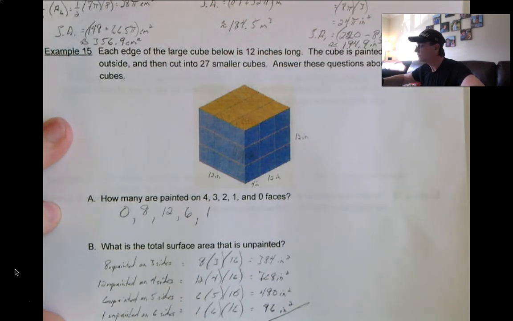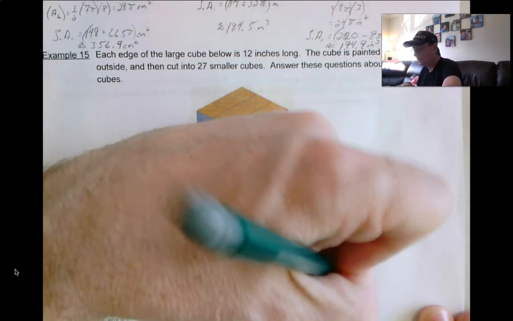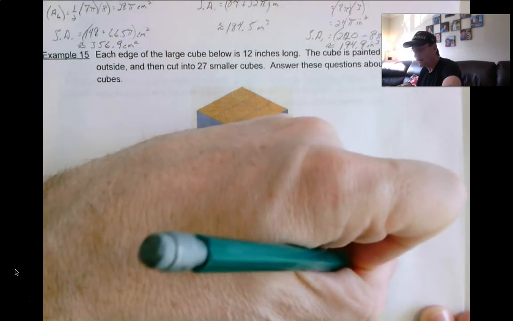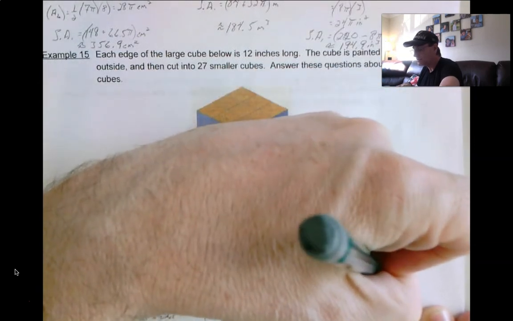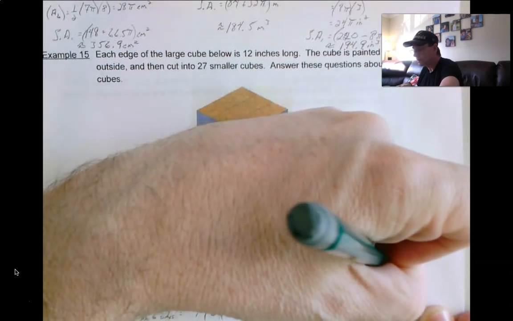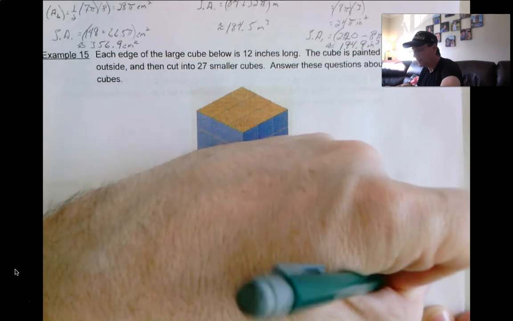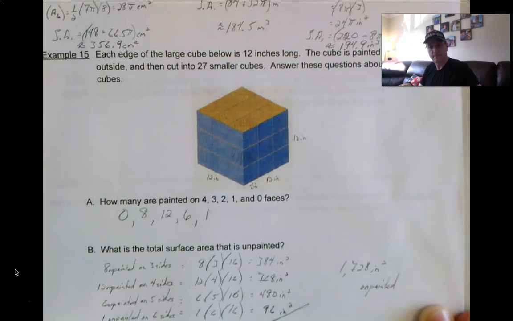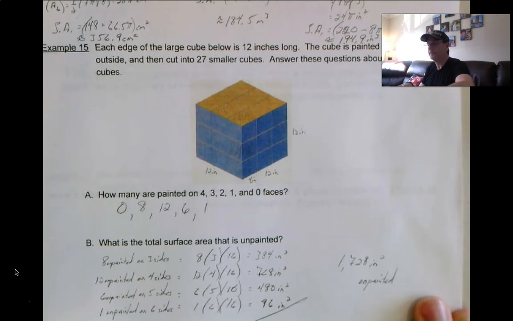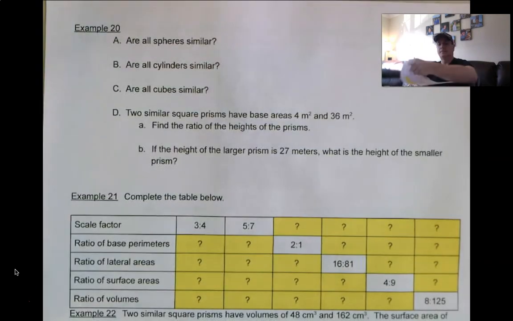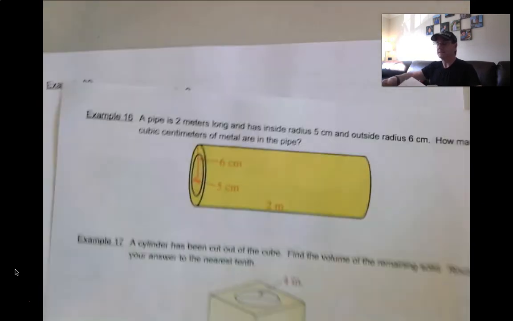96 plus 480 plus 768 plus 384 equals 1,728 inches squared unpainted. For part B, Sample 16.